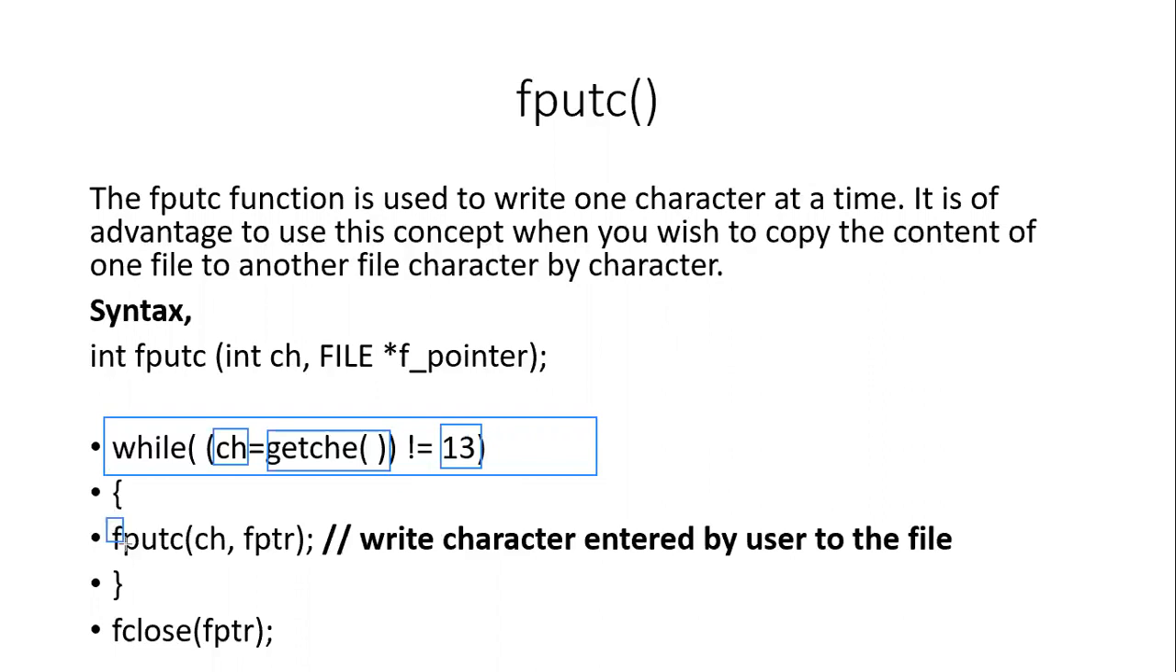So fputc function has two parameters. The first parameter is the character value that we want to write in the file, and the second parameter is the pointer to the file in which we want to write the content. In the end, you can close the file. So I hope this is clear how we can perform the write operation on our file using the fputc.